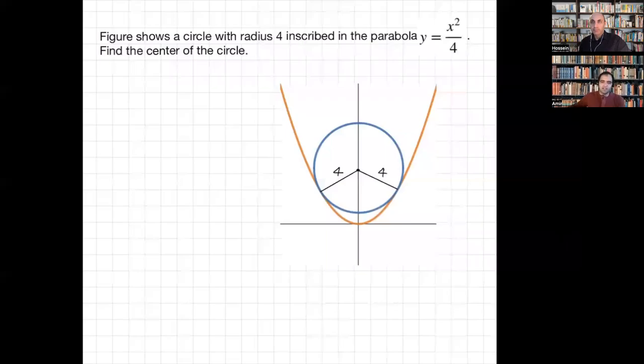Hello, everyone. Today I'm with Hussein to solve another problem which is related to derivatives. But I believe Hussein needs to use other concepts in geometry to find a solution.